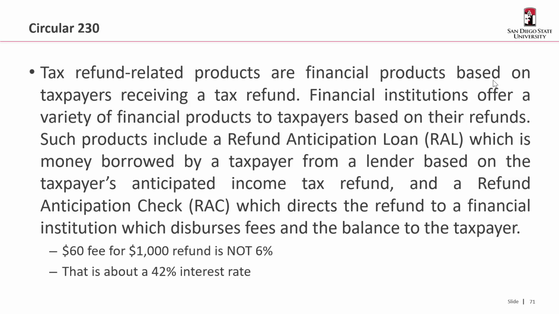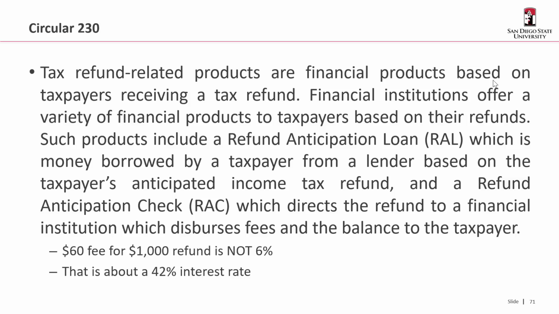These products include something called a refund anticipation loan, which is money borrowed by a taxpayer from the lender based on the taxpayer's anticipated income tax refund, or something called a refund anticipation check, which directs the refund to a financial institution which disperses fees and then the balance, if there's any left over, to the taxpayer.